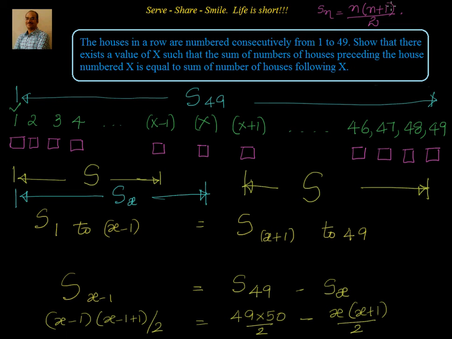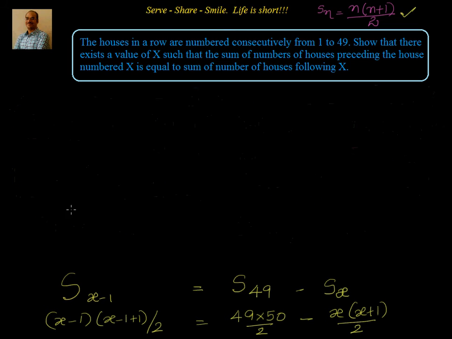We can use this formula straightforward because all these three arithmetic progressions we are seeing are starting with 1 and with a common difference of 1. A equal to 1, d equal to 1. So we can leverage this formula. So let's go ahead and write the next step. X minus 1 plus 1 will cancel. So can I say x into x minus 1 divided by 2 is equal to 49 into 50 divided by 2 minus x into x plus 1 by 2.